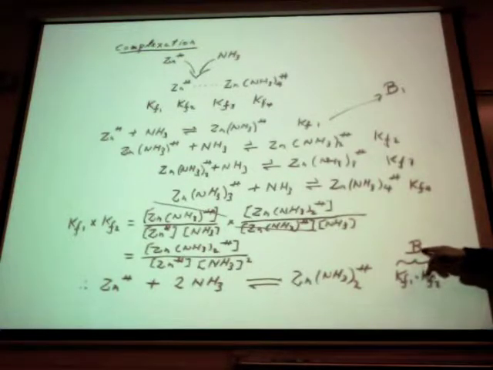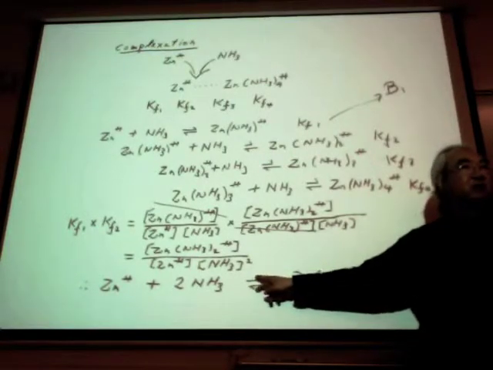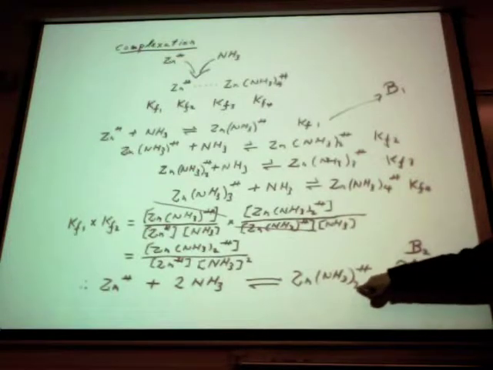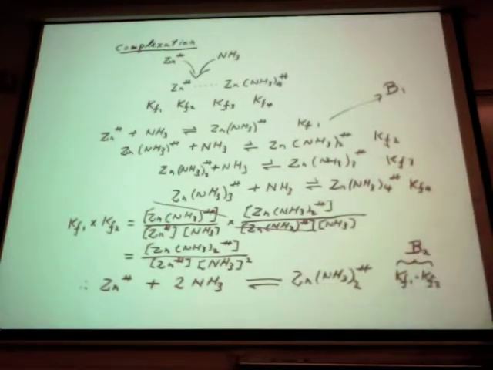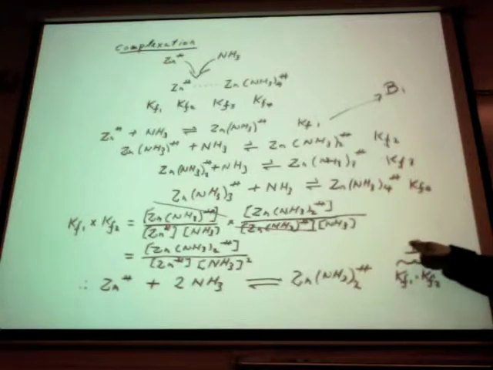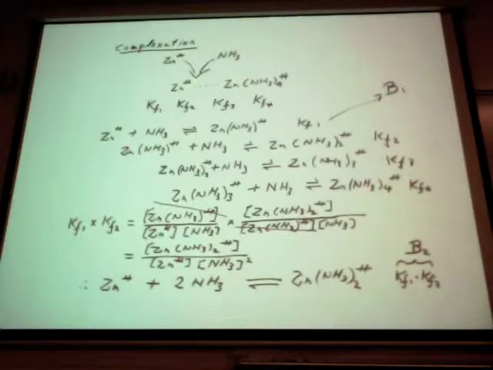So now, for simplicity, this overall K is called beta 2. Beta 2, not capital letter B2. Okay, beta's tail is different. This guy goes first for beta, and for B, this guy comes later.